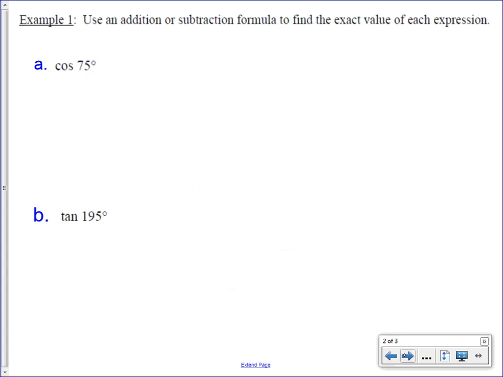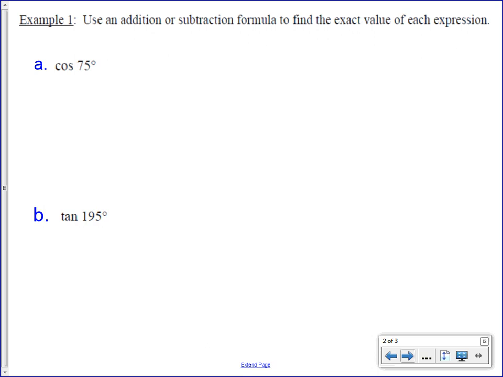Now, let's look at an example, and I think it'll make a lot more sense. We want to use addition or subtraction formulas to find the exact value of the expression. I do realize you could just key this in your calculator, but you'd have to round your answer, and we want to be able to find an exact answer. So we're going to start with angles that are in degrees. Let's say we want to find cosine of 75 degrees.